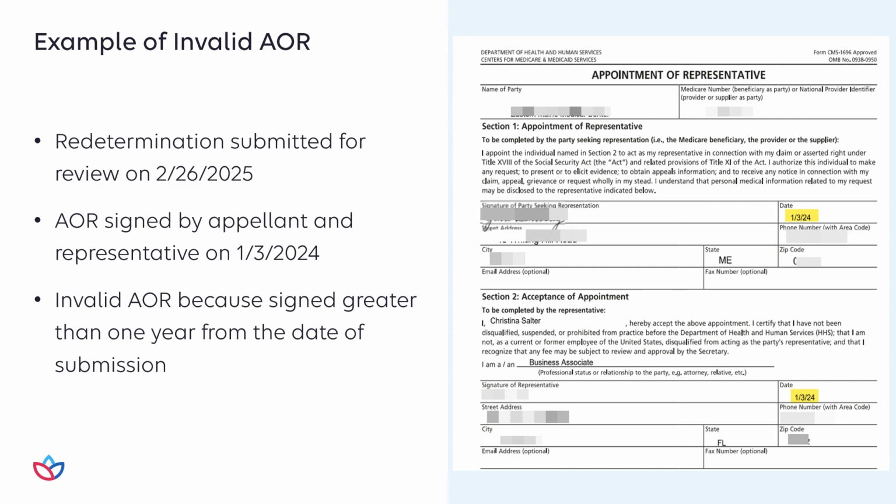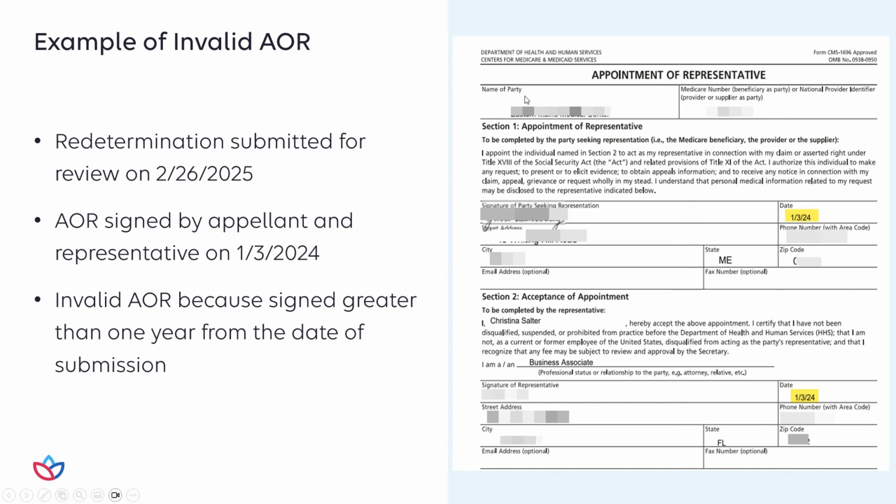So here's an example of an AOR, and this one happens to be invalid. And the reason being is that the redetermination was submitted for review on February 26th of 2025, but the AOR was signed by the appellant as well as the representative on January 3rd, 2024. So it's invalid because it was signed greater than 1 year from the date that they submitted the appeal.